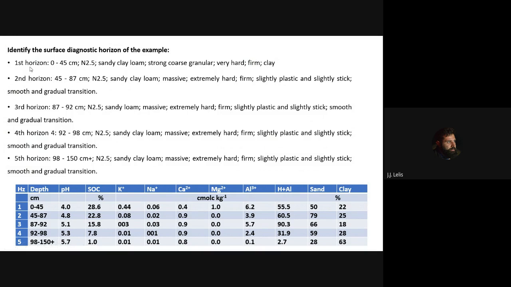This is quite important because by identifying the HISTIC horizon in this exercise, we could classify the soil, and next week we start to classify soils according to the diagnostic horizons that we could identify, okay? So in this first exercise, we possess a HISTIC horizon.